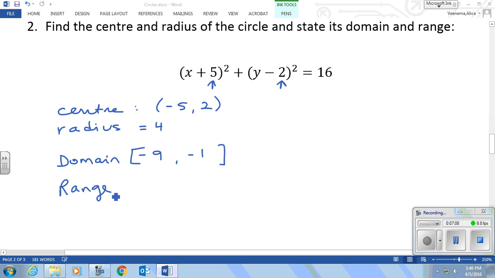And our range, our center is at 2, and we're going 4 up and 4 down from that, so we're going from negative 2 to positive 6. And to answer that question from earlier about whether this is a function or not, a circle is not a function. It does not pass the vertical line test.